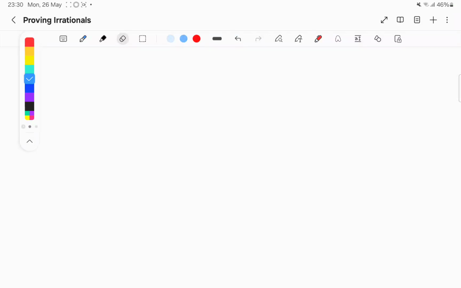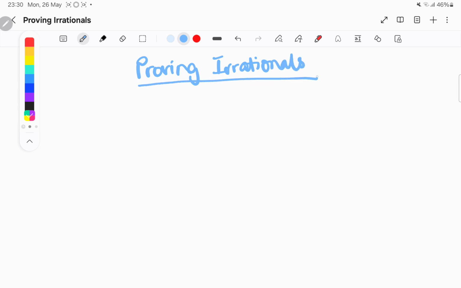Hello everyone. Today we are going to look over a very simple concept, which is basically the proving of irrationals. Now we are going to jump straight into this concept. It is a very simple concept, and for sure it is going to come in your unit tests, your periodics, your term 1, in your pre-boards, and it's definitely going to come in your board exams.